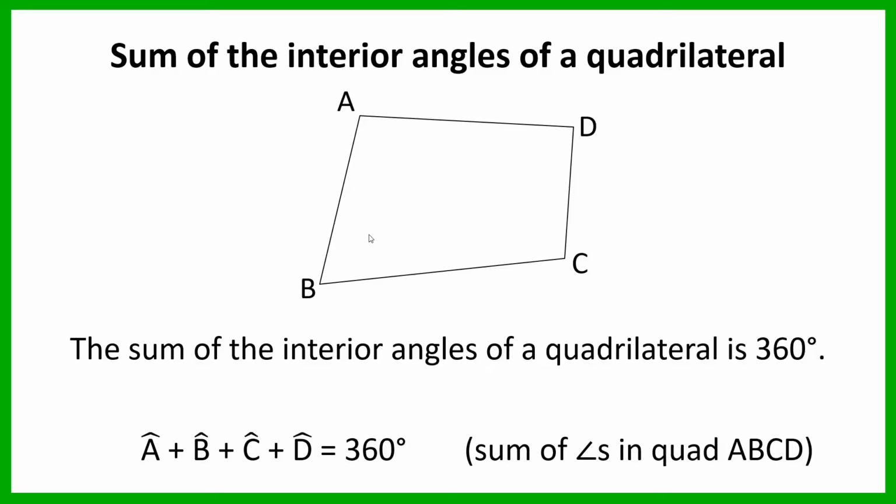So in this quadrilateral over here, angle A plus angle B plus angle C plus angle D will equal 360 degrees, and our reason that we can give for that is sum of angles in quad ABCD.